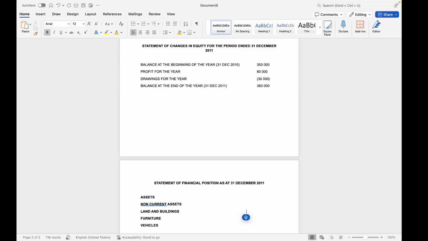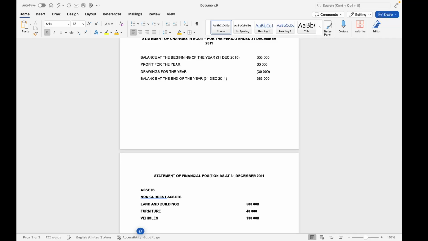Our land and buildings is going to be 500,000. Our furniture, these amounts are already given on the trial balance, right, guys? Is 40,000. And then our vehicles is going to be 130,000. Meaning that our total non-current assets are going to equal how much? It's 500 plus 40 plus 130, so we can say 630 plus 40 is going to be 670. So 670,000 is how we would get our answer.